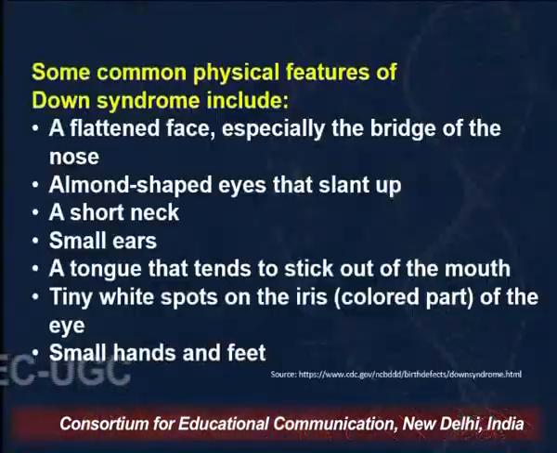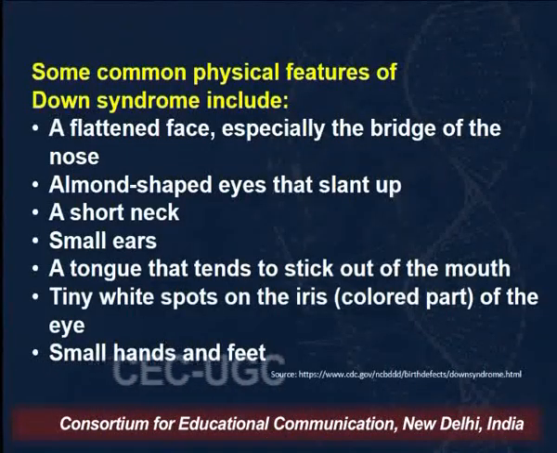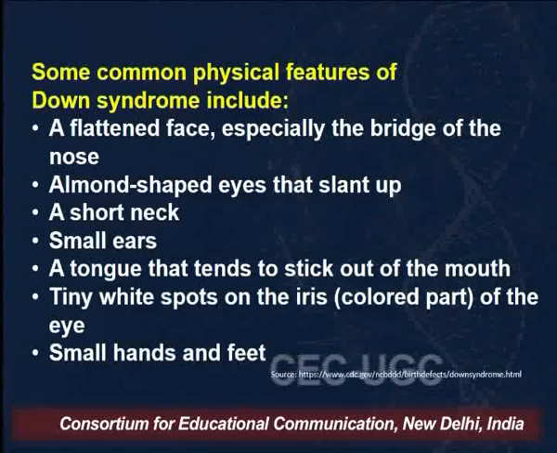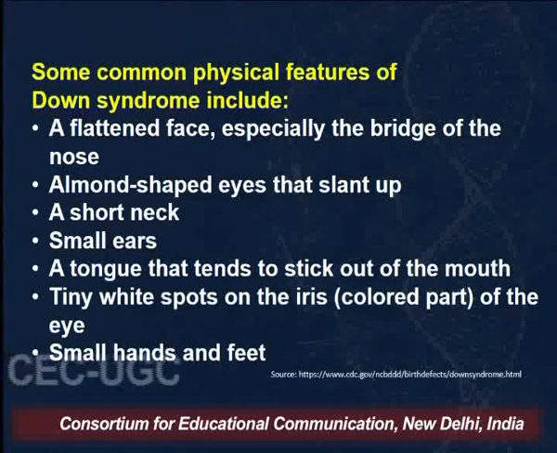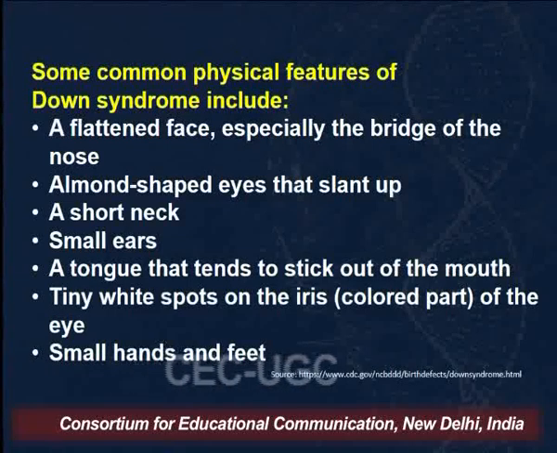Along with that, there are some common physical features of Down syndrome, like a flat face, slanted eyes, a short neck, small ears, and a tongue that tends to stick out of the mouth. Then there are tiny white spots on the iris, the colored part of the eye. Small hands and feet are also common features of this syndrome.